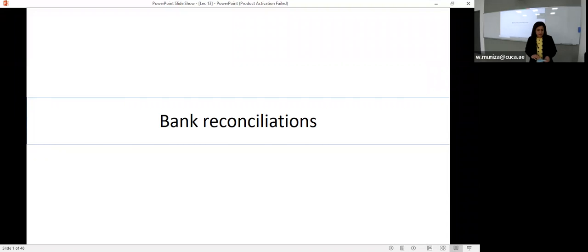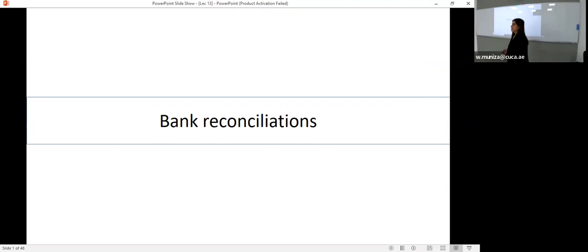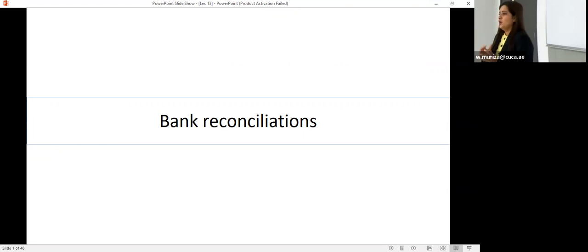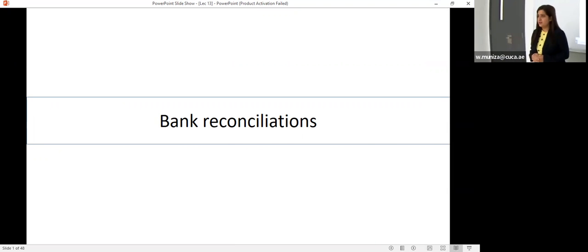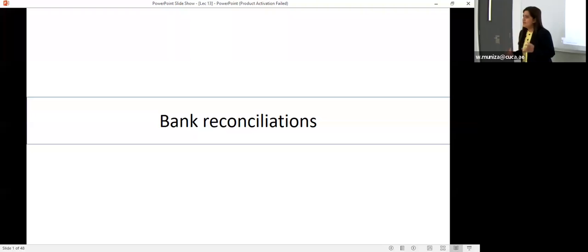Okay, so students, today the topic which we are going to start is bank reconciliation. We also call it the bank reconciliation statement. Okay, what is a bank reconciliation? As we have already discussed initially, organizations, by having a look at their cash book, determine how much cash they have in their premises and how much cash they have in the bank.